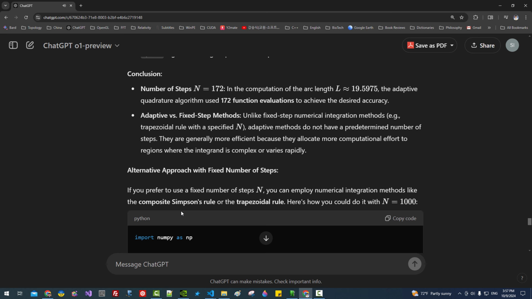Adaptive versus fixed step methods. Unlike fixed step numerical integration methods, e.g. trapezoidal rule with a specified n, adaptive methods do not have a predetermined number of steps. They are generally more efficient because they allocate more computational effort to regions where the integrand is complex or varies rapidly.